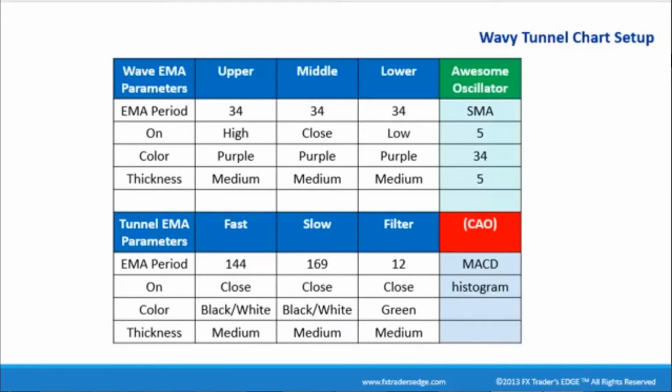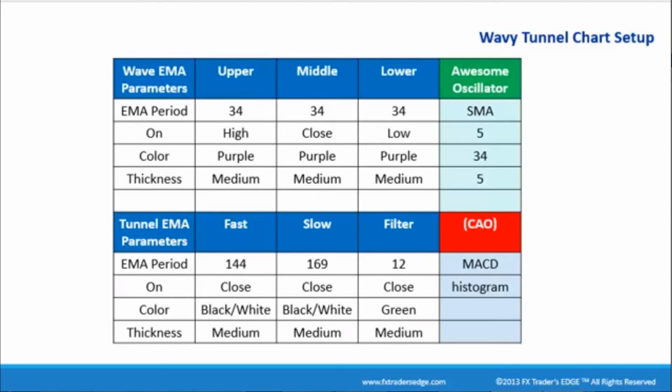For the tunnel, you will also be setting up 3 exponential moving averages: the fast, or the 144, the slow, or the 169, and the fastest, which is the 12 EMA filter. It is recommended that you set up a template within your trading platform and call it the Wavy Tunnel.